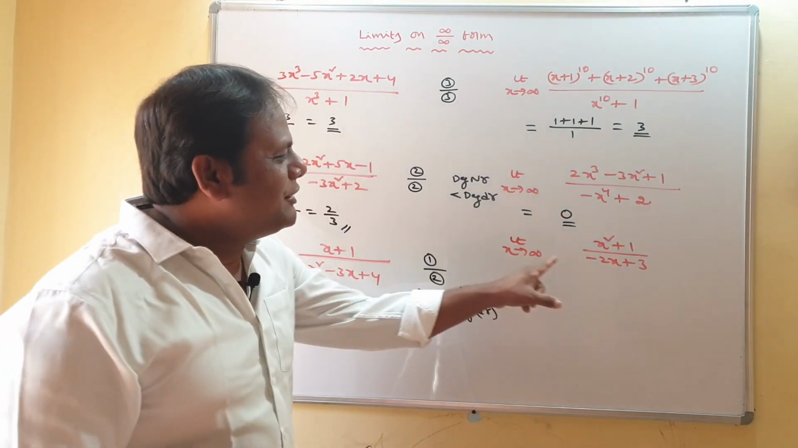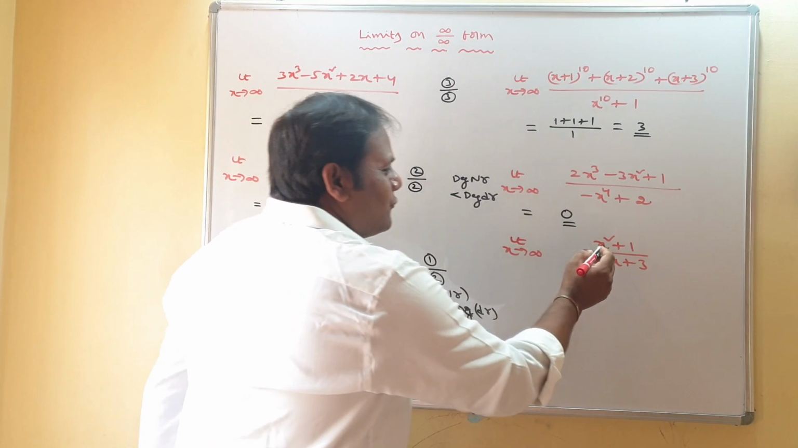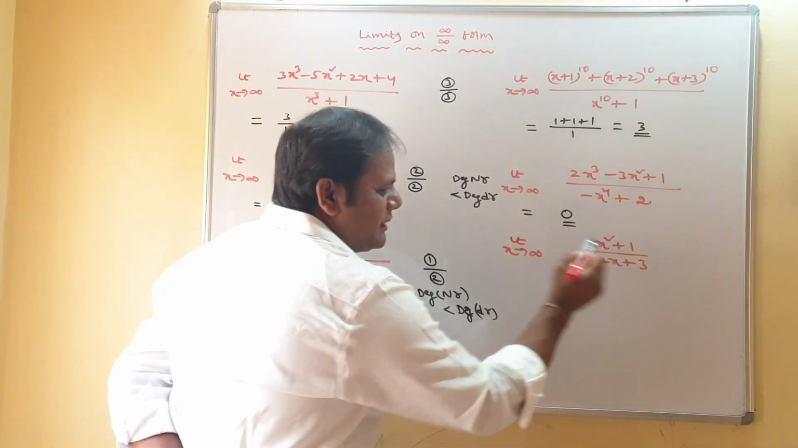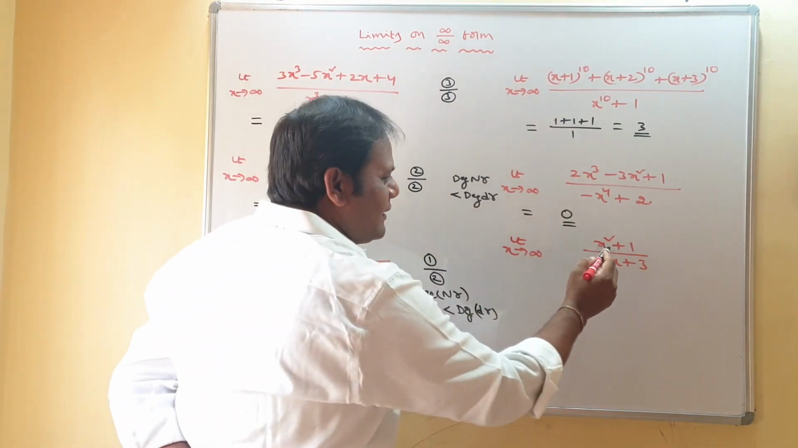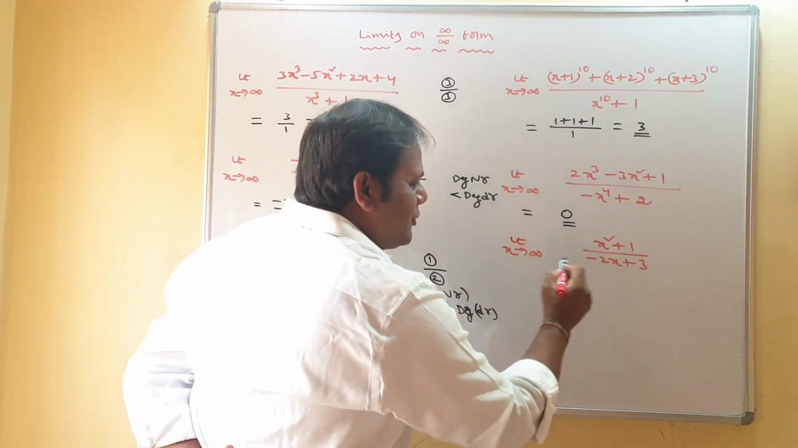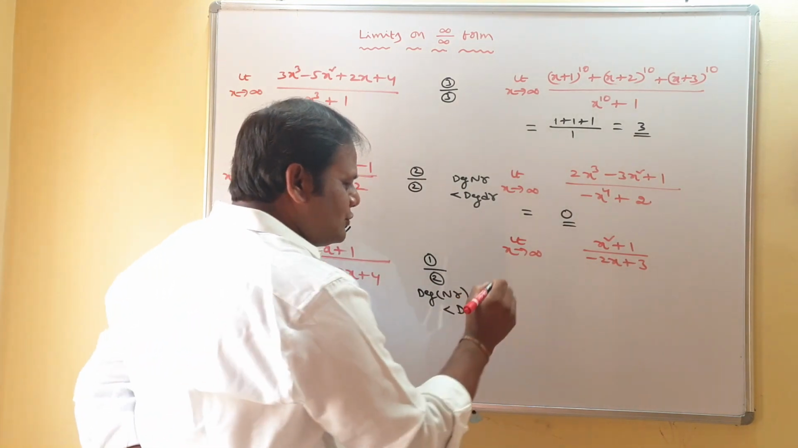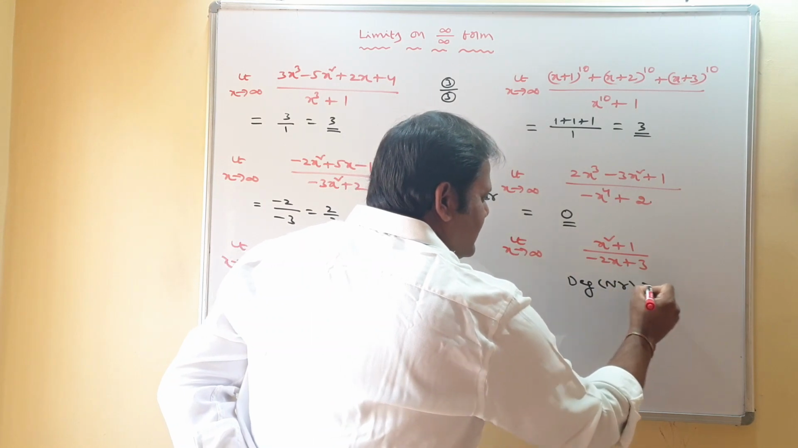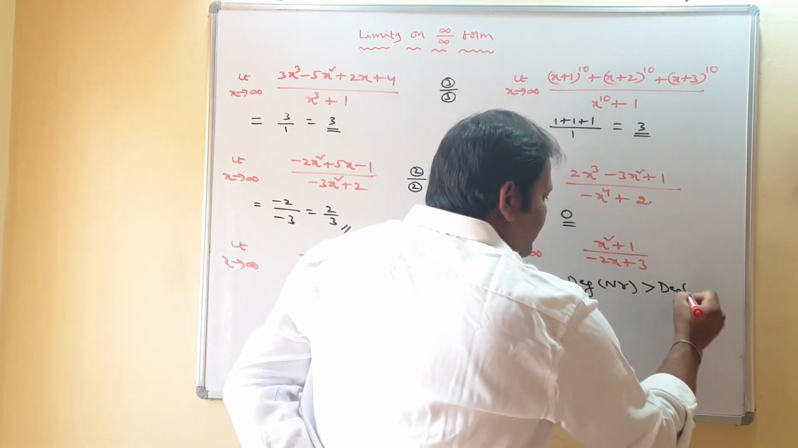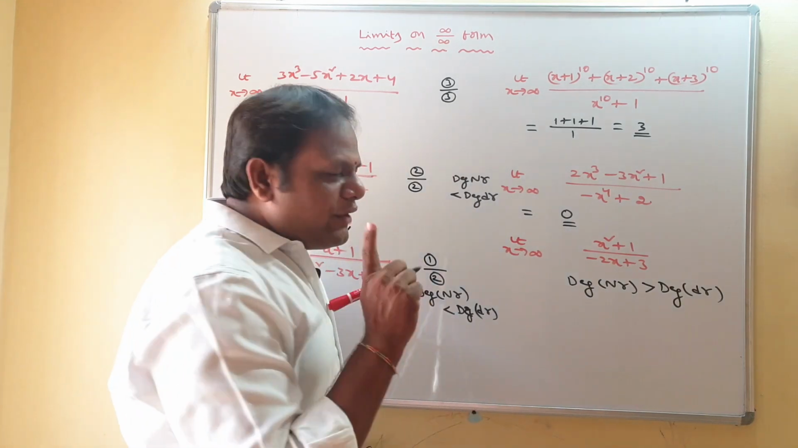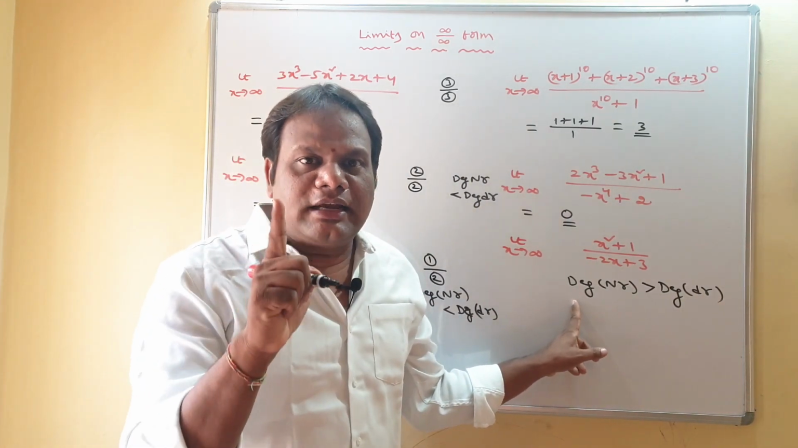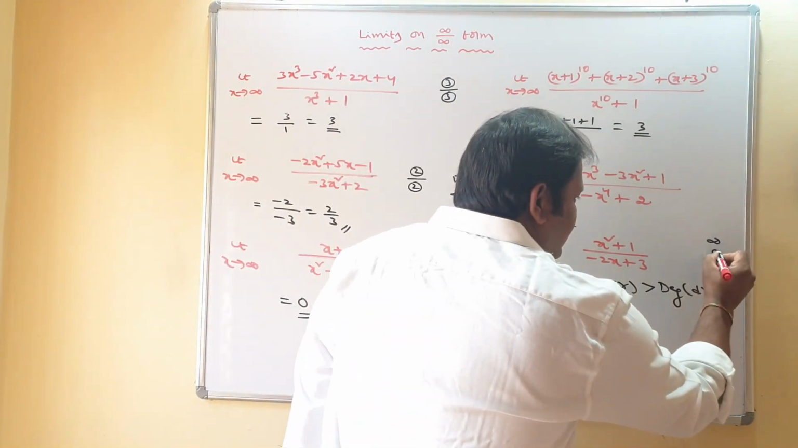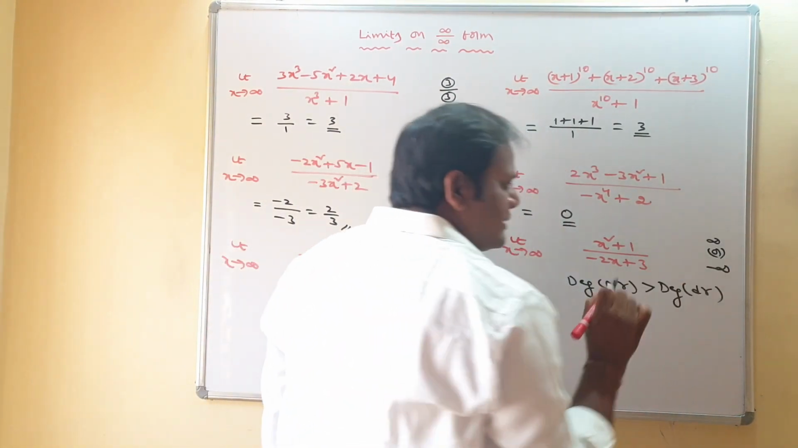Coming to this problem. What is the degree of the numerator? Limit x tends to infinity, x square plus 1 by minus 2x plus 3. What is the degree of the numerator? 2. What about the degree of the denominator? It is 1. So here what happened? The degree of the numerator is greater than the degree of the denominator. If the degree of the numerator is greater than the degree of the denominator, the answer is either plus infinity or minus infinity.